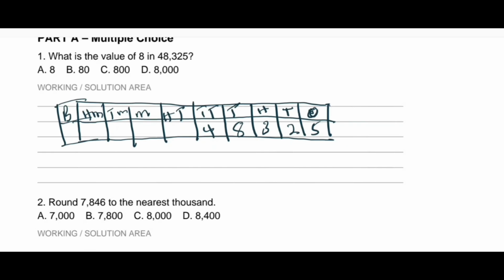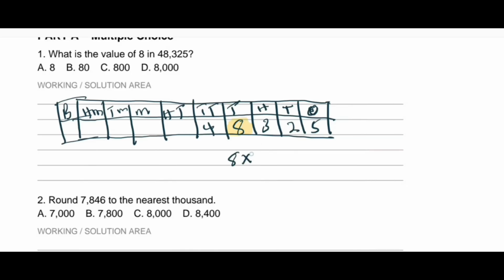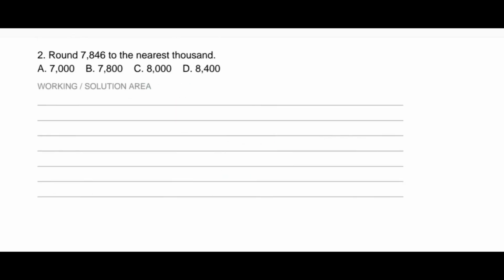Okay. So what the question is asking for is, what is the value of 8? What is the value of this 8? So you know that this is the thousands column. So the value of 8 is 8 times 1,000. And that should give us 8,000. The answer is D. Number 2.